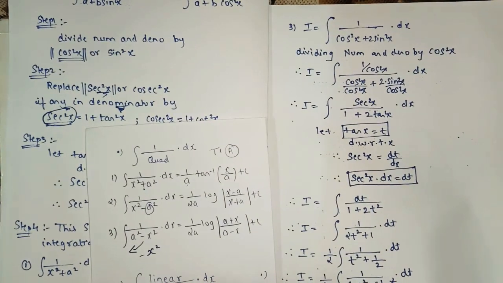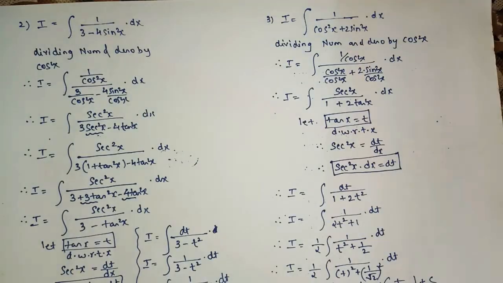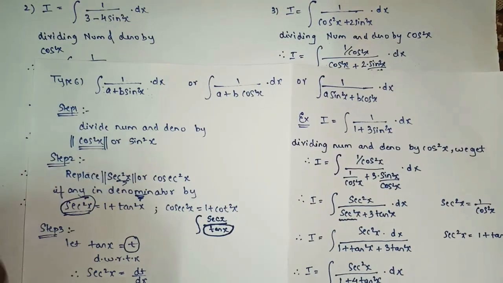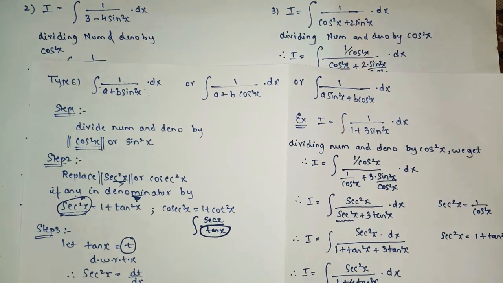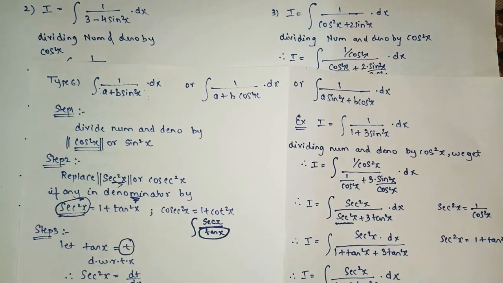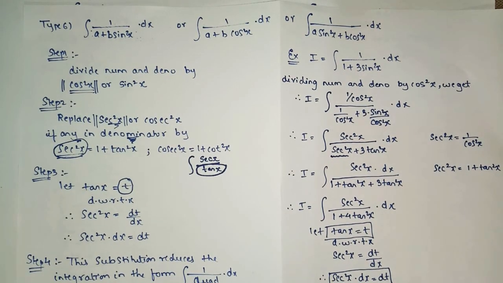So in this way you have to present your sum. I hope you all understood the third example also. So for type number 6, what is the change in type number 6 compared to type number 4 and 5? The step is different. The pattern of the question will be in the form 1 upon sine square and cos square. Here there is a proper method which you have to follow. Type number 4 and 5 were actually similar, but type number 6 is completely different from type number 4 and type number 5.